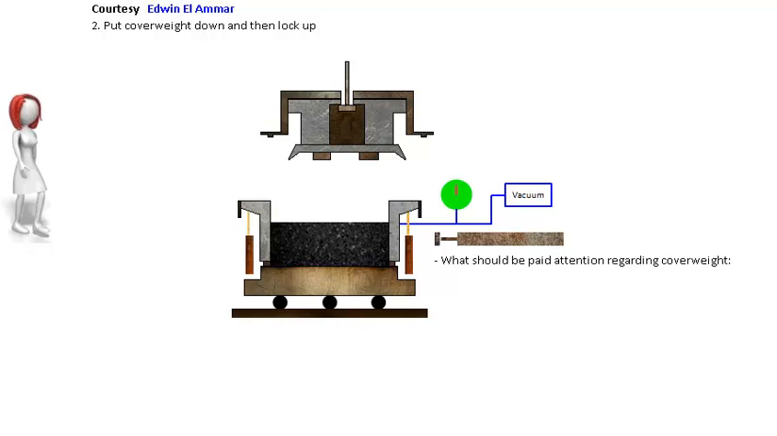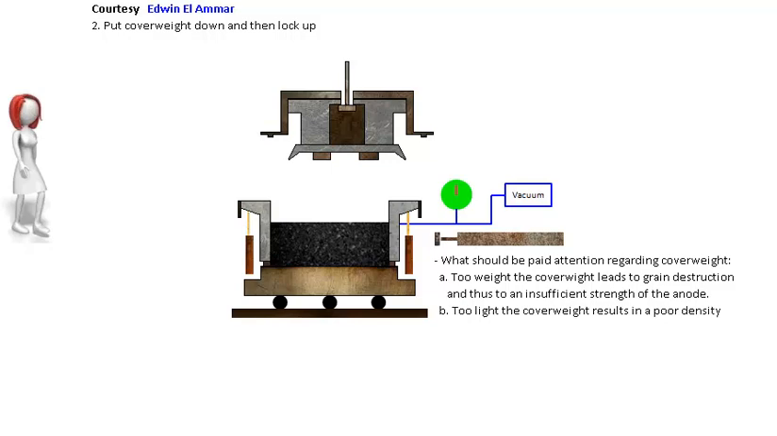What should be paid attention regarding cover weight? A. Too heavy a cover weight leads to grain destruction, and thus to an insufficient strength of the anode. B. Too light a cover weight results in a poor density and an excessive gas permeability.